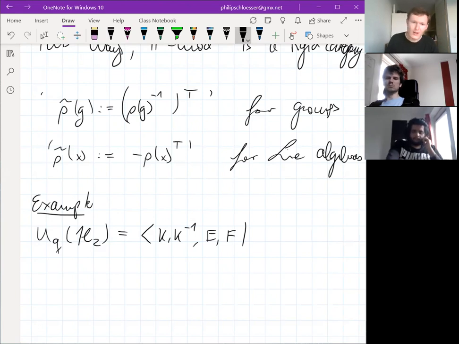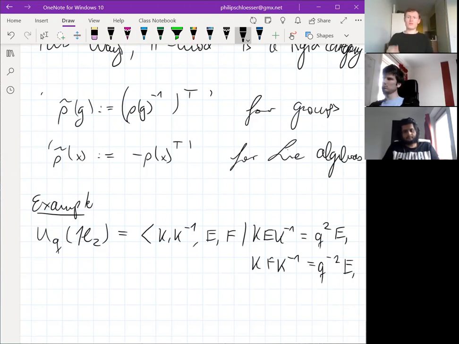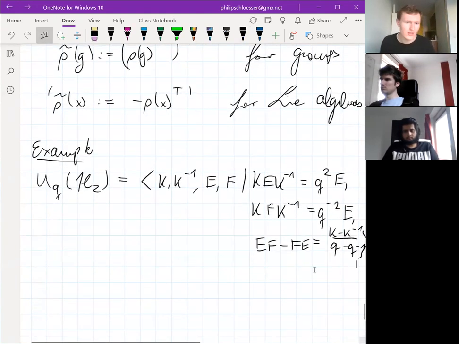namely that if we conjugate E by K, we get q squared E. When we conjugate F by K, we get q to the minus 2 F, and the commutator of E and F is equal to K minus K inverse over q minus q inverse, where q is some number formally adjoined to the complex numbers.